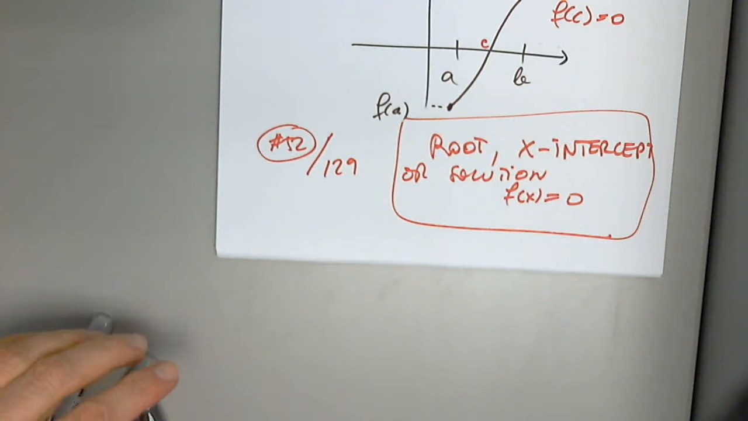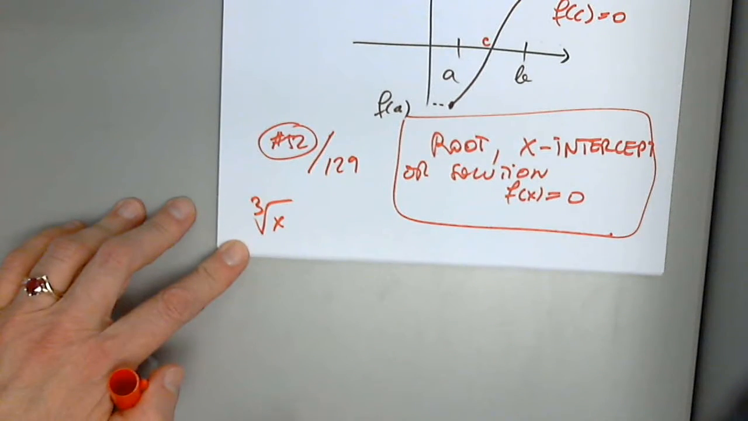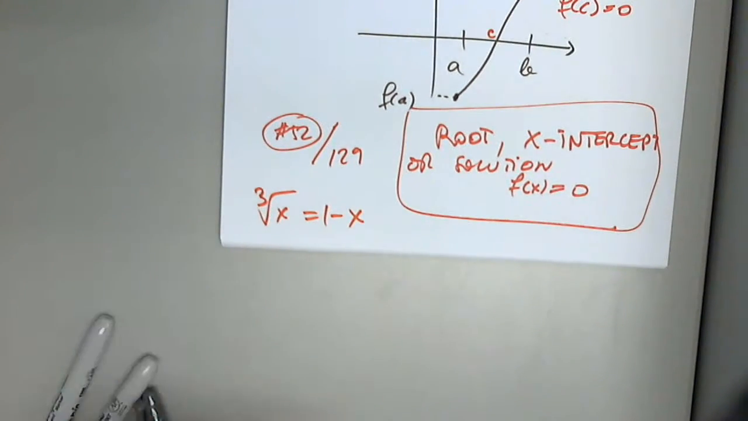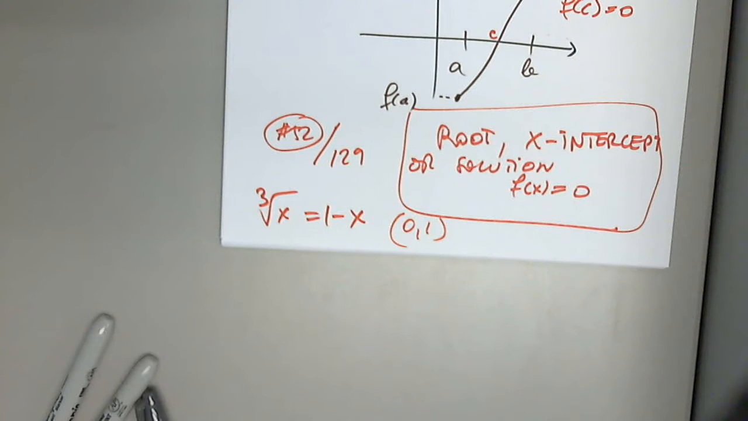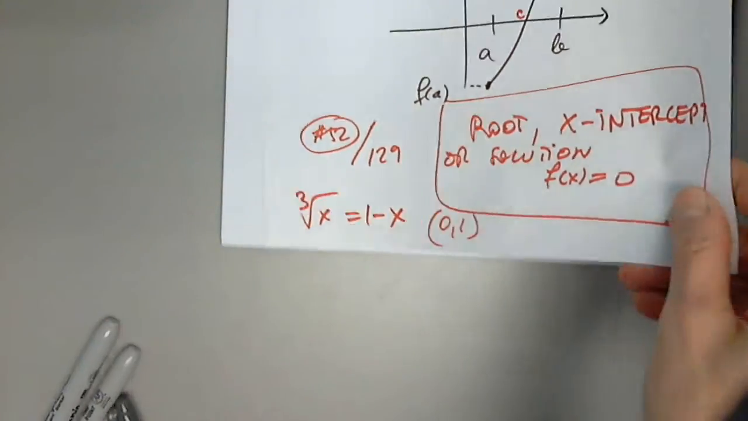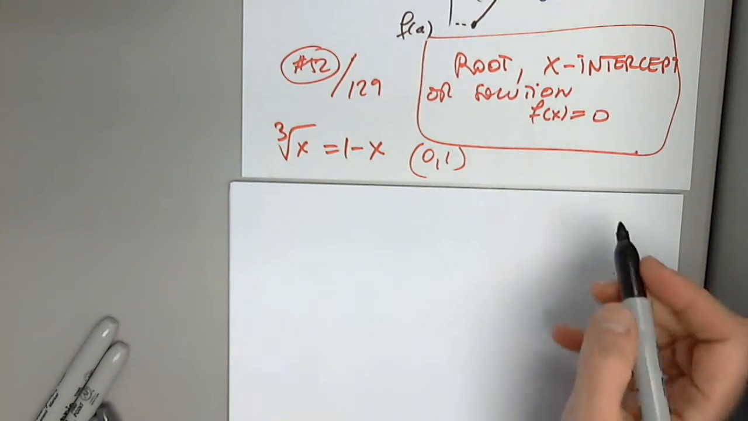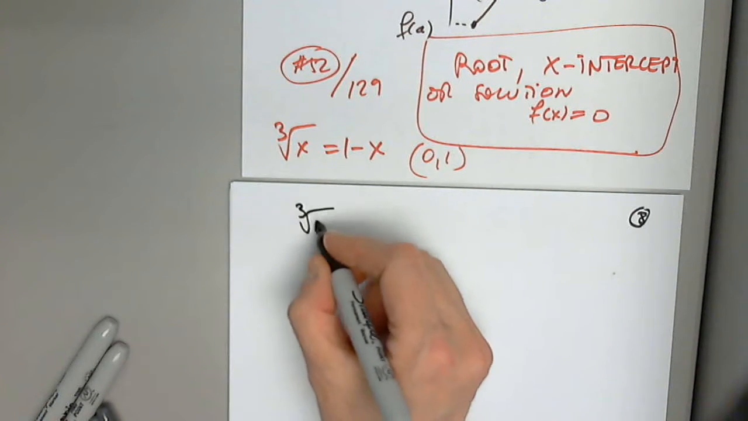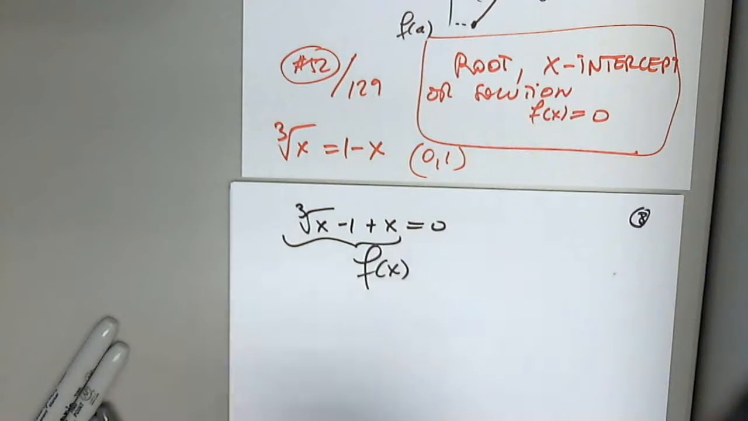And they're giving us in 52 the cube root of x equals 1 minus x. And they're very nice and kind on this problem, and they are giving us the interval. They say 0, 1. So let's go to our calculators, not before we create the function. Which function? I move everything to one side. So this is the cube root of x minus 1 plus x equals 0. This is our f of x.